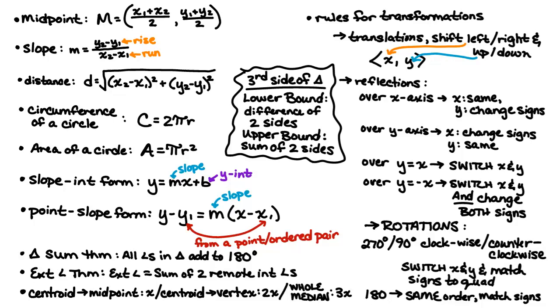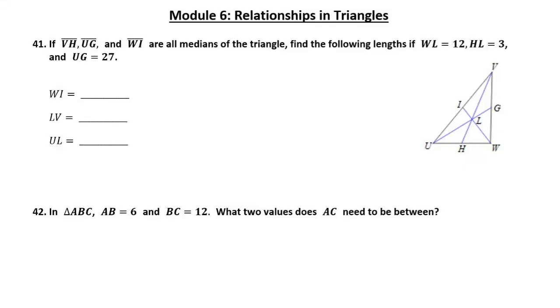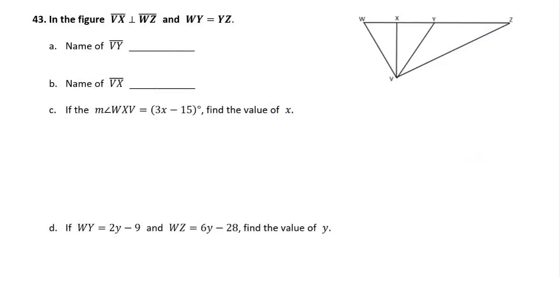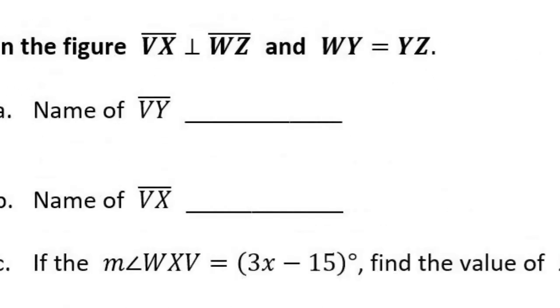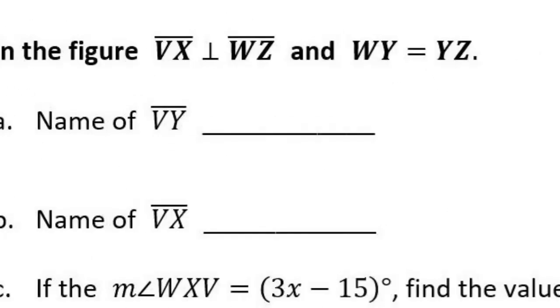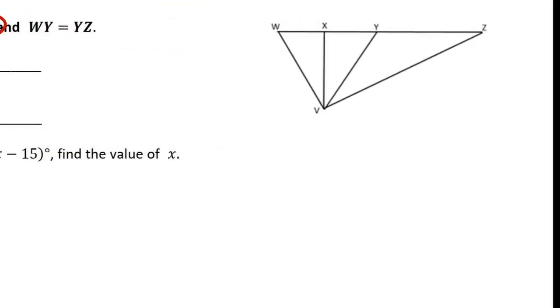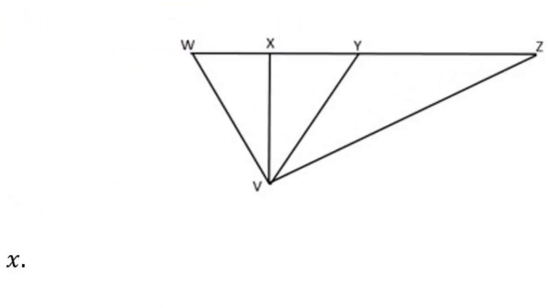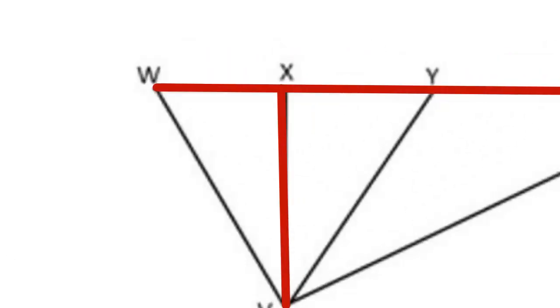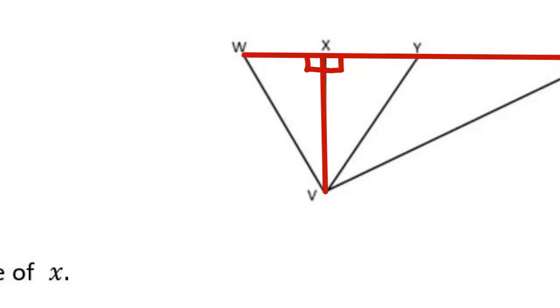Right, problem number 43. There we go. In the figure, Vx is perpendicular to Wz. So using this information right here, I know that this is perpendicular to this. Perpendicular means forms a right angle. So there is a right angle on either side of xv.